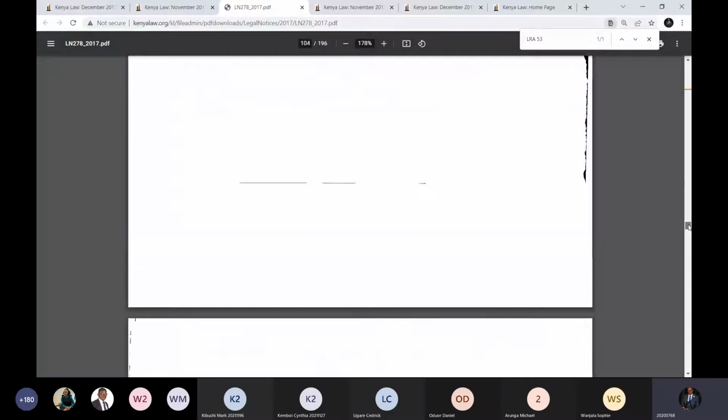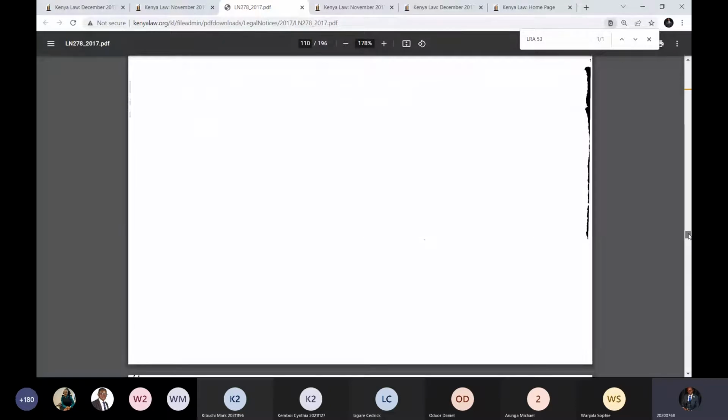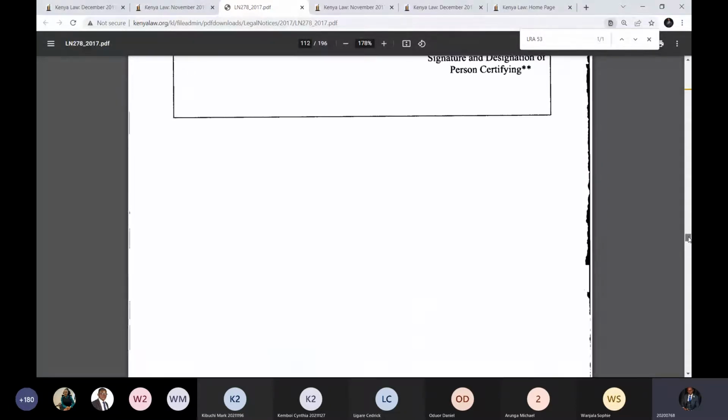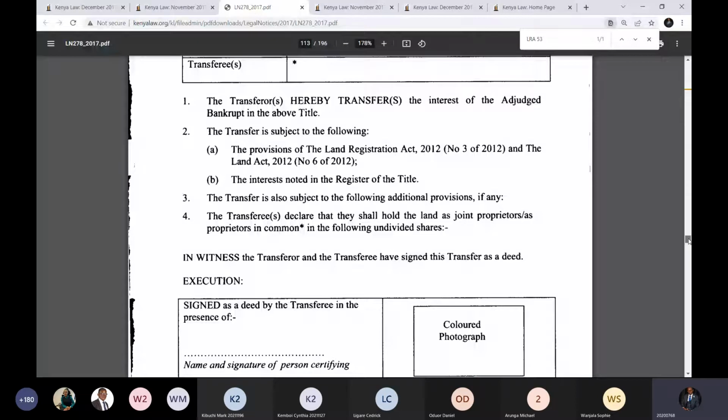So as advocates for the chargee, you've prepared the charge instrument. It has to be properly and validly executed by who? By the charger.